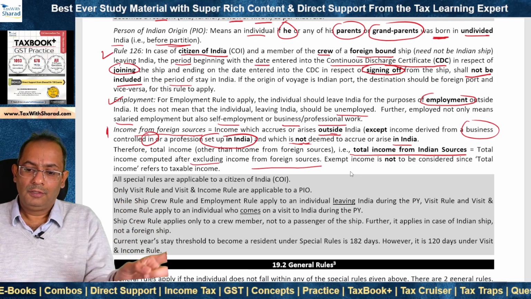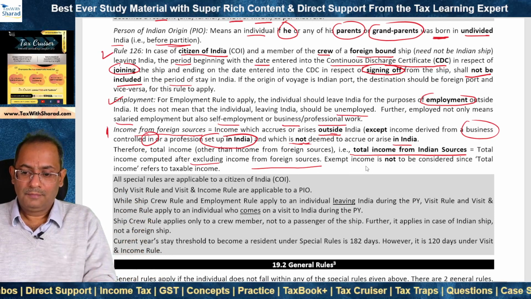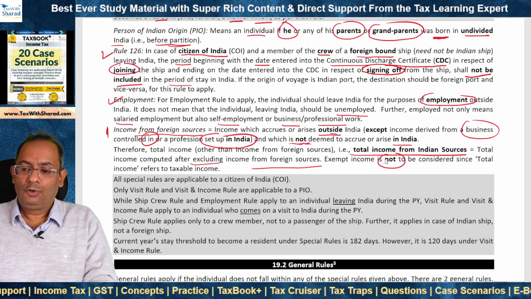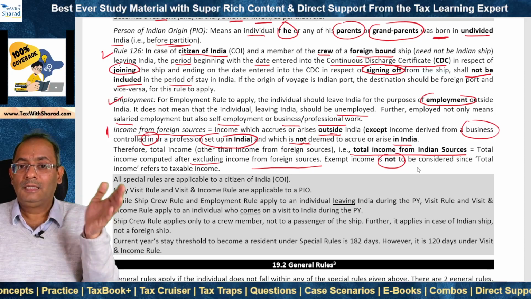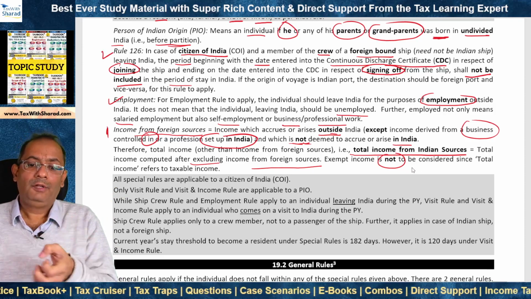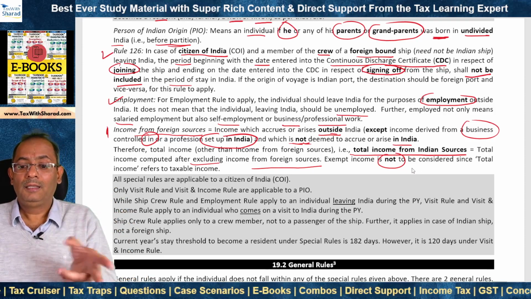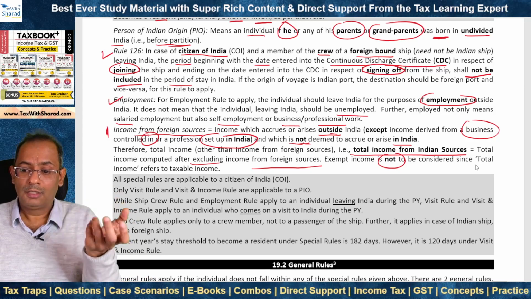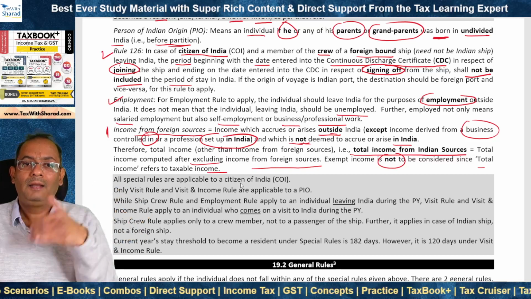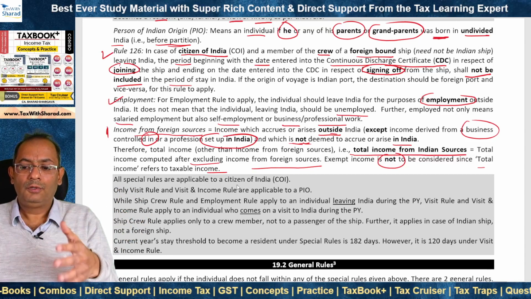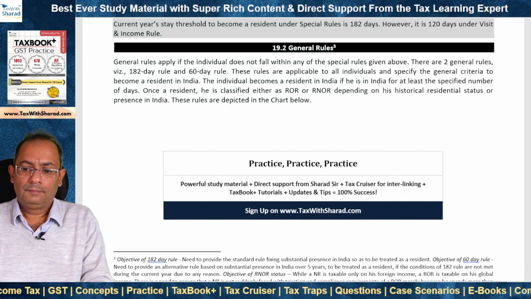What is income from foreign sources? We just now discussed. Now, exempt income is not to be considered. If the question lists down an income which is exempt under the provisions of the Act, then it will not form part of the total income other than income from foreign sources, because total income refers to taxable income. Exempt income doesn't enter into the scope of the total income in the first place.